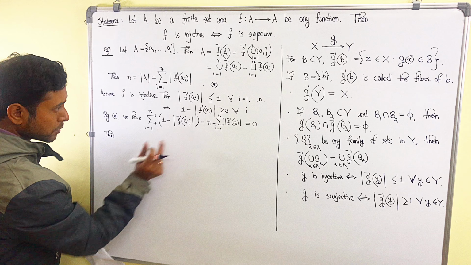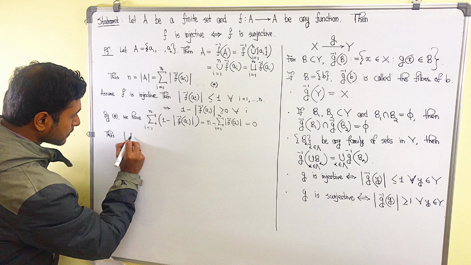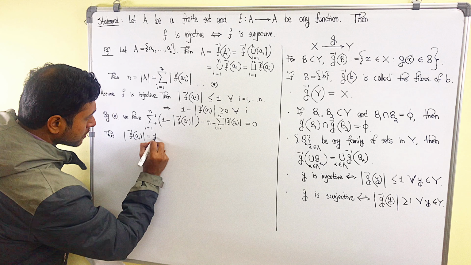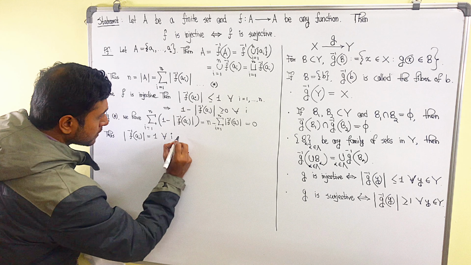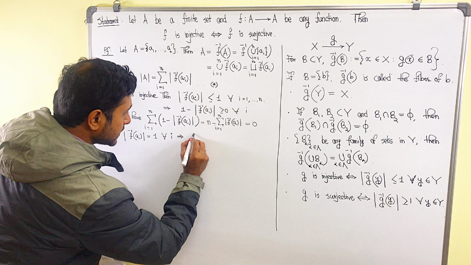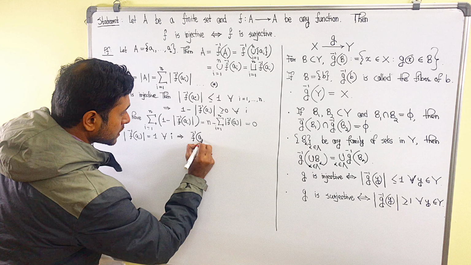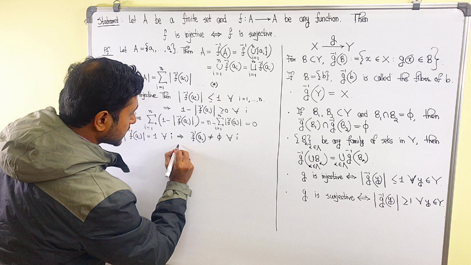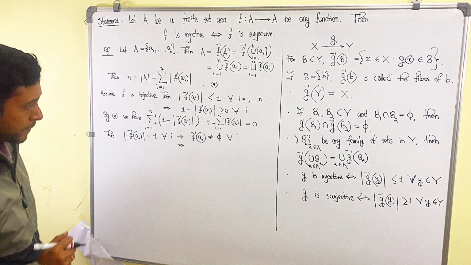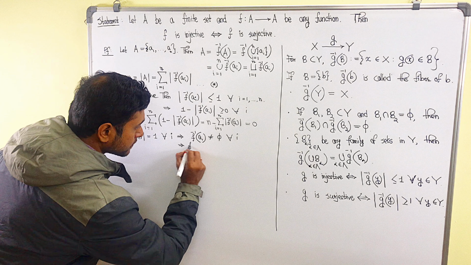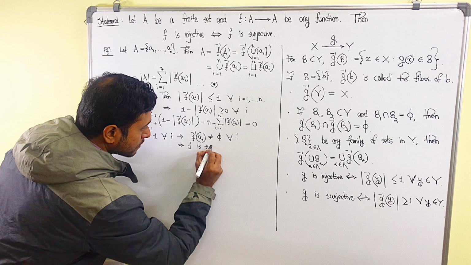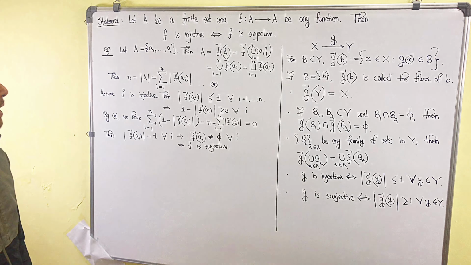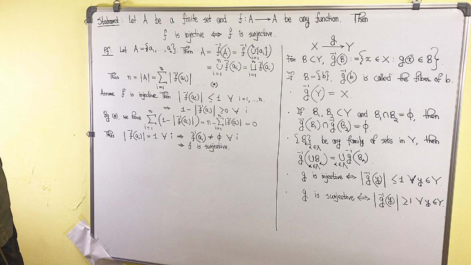each one of the summands is 0, that is, the cardinality of f inverse of a_i is 1 for all i, which basically tells us each fiber is non-empty, and that is the surjectiveness of f. So this implies f is surjective. So we have shown that if f is injective, then f is surjective.